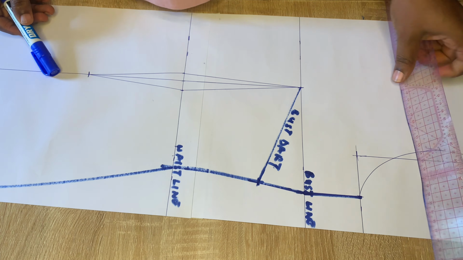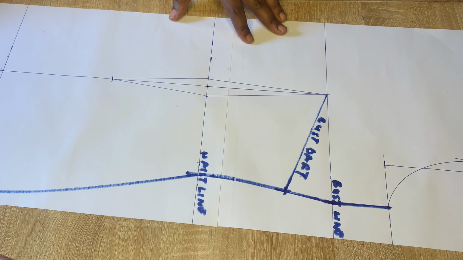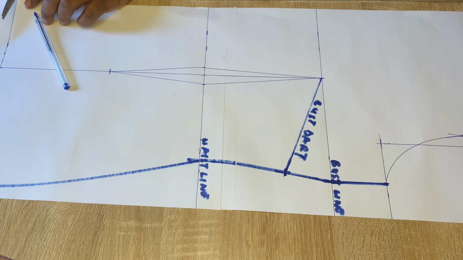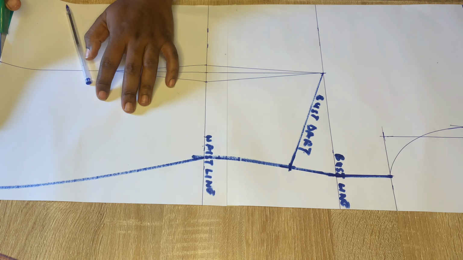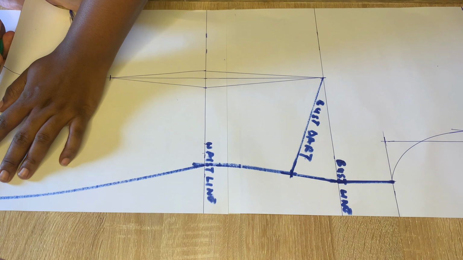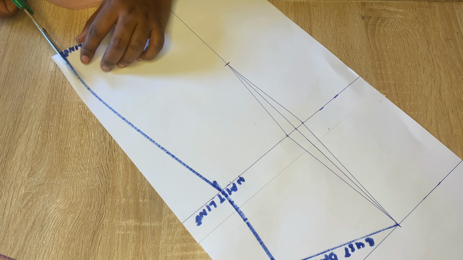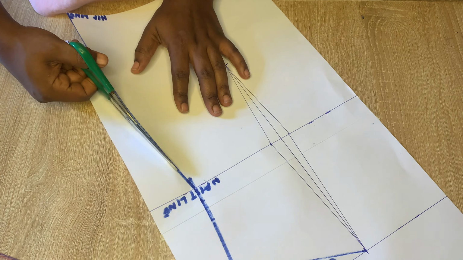I hope we understand. If you don't understand, ask me a question, I will answer you immediately. So I'll just go ahead and cut it out, and that is pretty much it. That's what you need to know for the front part of your basic bodice block. It's really sitting pretty right now. So I'm just going to cut.